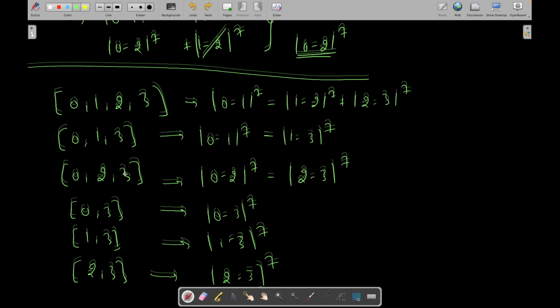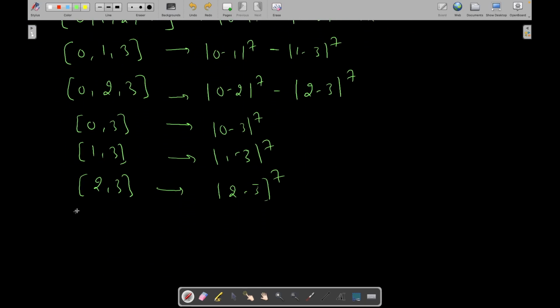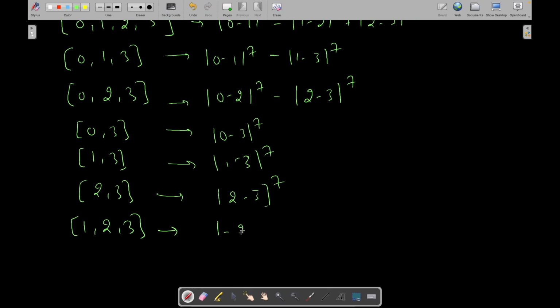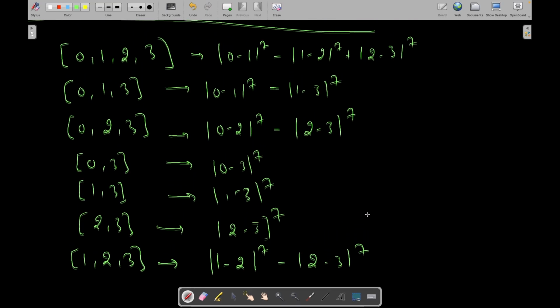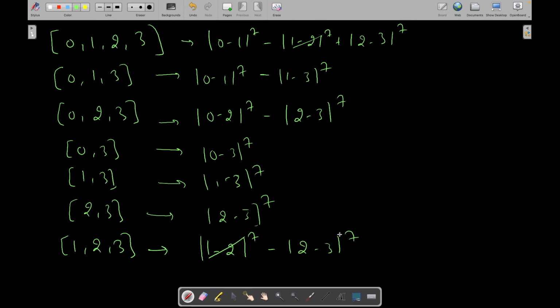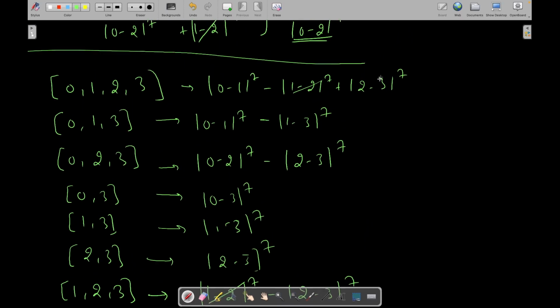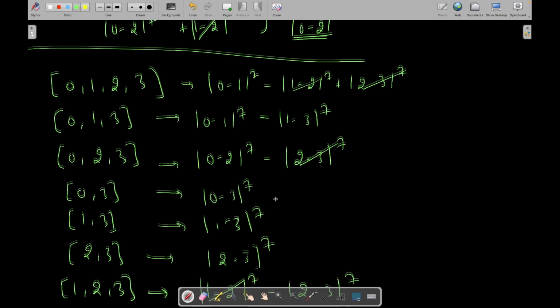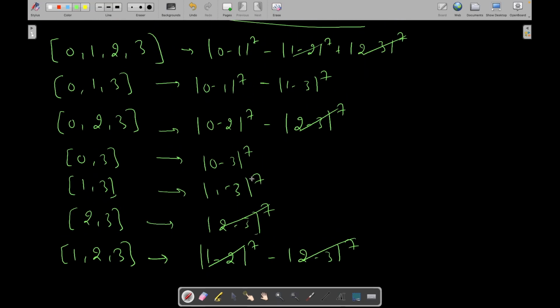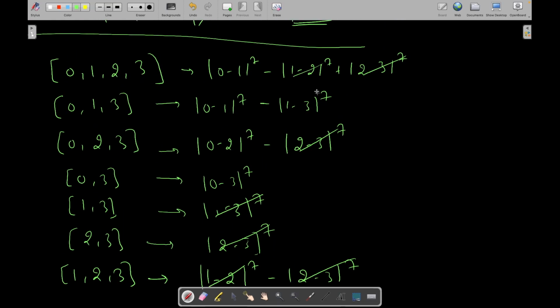I think I missed one subsequence here. 1 2 3 is also a possible one. So this will contribute |1 minus 2|^7 minus |2 minus 3|^7, right? So 1 minus 2 and 1 minus 2 will get cancelled, and the 2 minus 3 terms get cancelled, and 1 minus 3 will get cancelled with this.